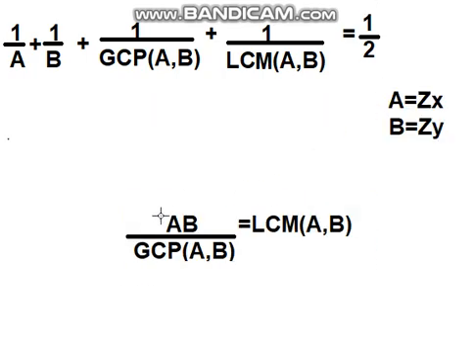So let's remember one interesting rule: A times B over GCD equals LCM. We can write it like this, where Z is the GCD. But how can we prove it? Very easy.